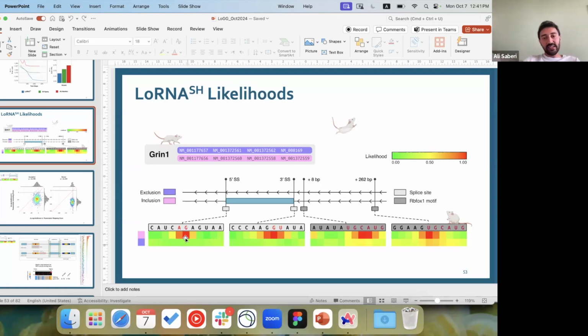And here it says that we have 4 transcripts. For each of them, we have 8 possible mutations. So here the likelihood of this token is almost 1. It means that if you mutate this token in the transcript that includes this exon, the likelihood of the entire sequence will drop significantly.